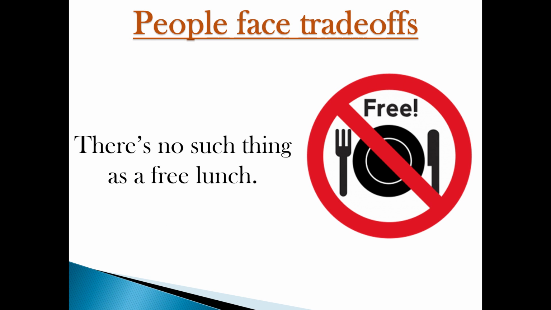Whether it's a policy, whether it's government spending, whether it's your personal life, you often cannot have your cake and eat it too. That's a famous expression, right? There's no such thing as a free lunch. There's always a cost. That's a very core principle of economics.